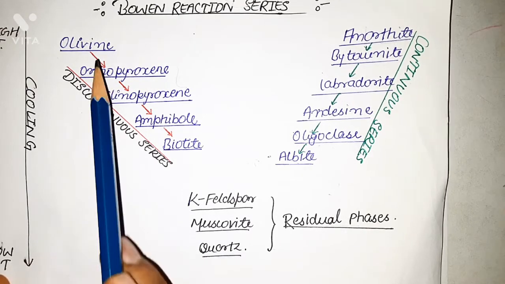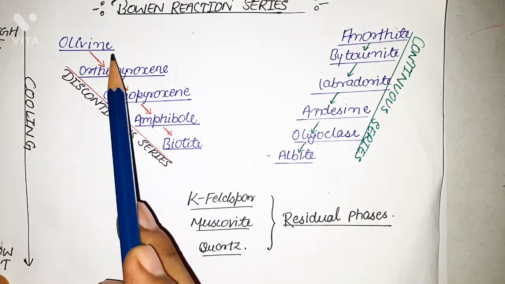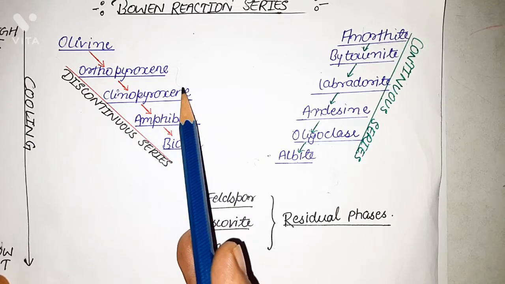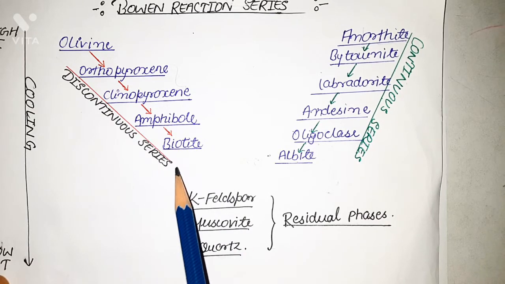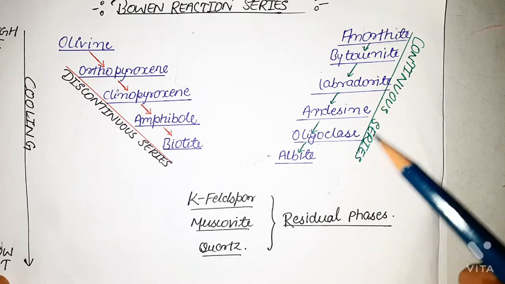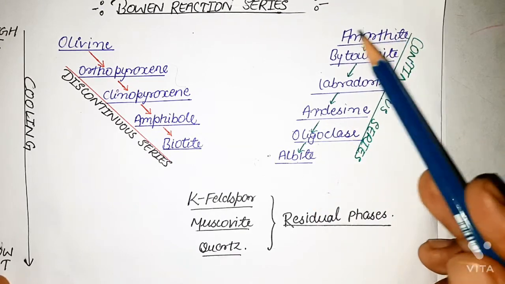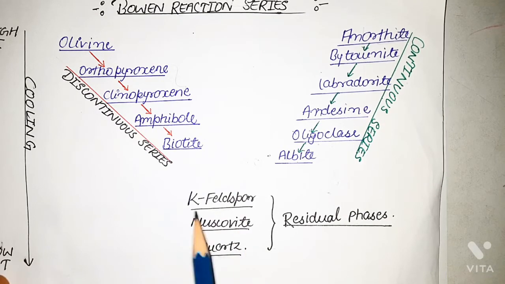Now this discontinuous series includes formation of minerals like olivine, pyroxene, amphibole and biotite, and this series is known as discontinuous because abrupt changes occur in composition when one mineral reacts with melt to form another, like say olivine reacts with melt and produces pyroxene, pyroxene reacts with melt and forms amphibole, and amphibole reacts with melt and forms biotite. Okay, so therefore this reaction series is known as discontinuous reaction series, while the other one is the continuous reaction series. This is known as continuous reaction series because plagioclase feldspar is continually present from calcium-rich anorthite to sodium-rich albite. Okay, and these are residual phases: K feldspar, muscovite and quartz.